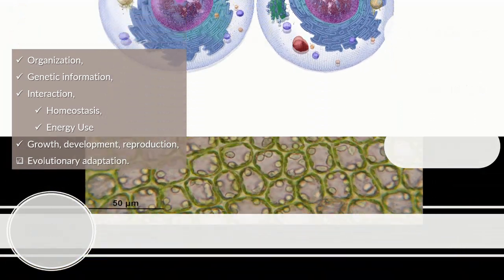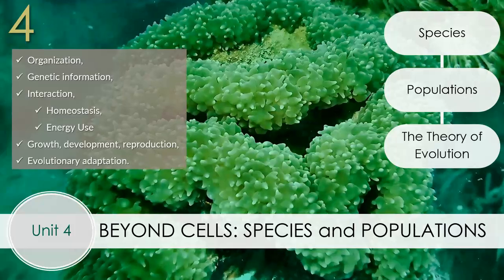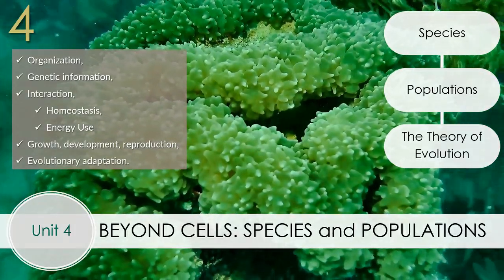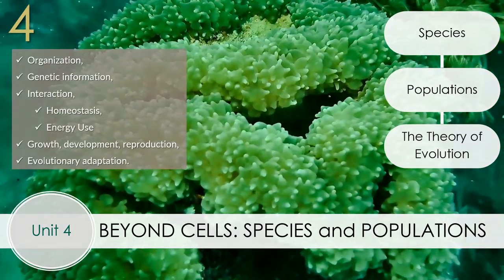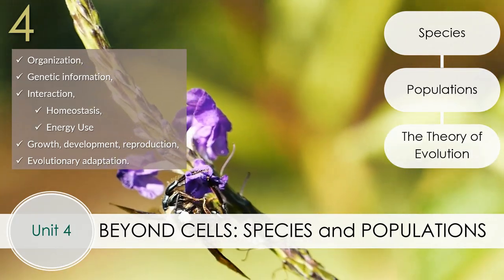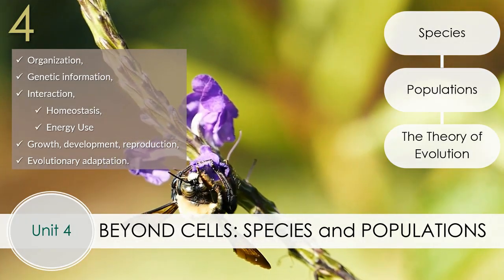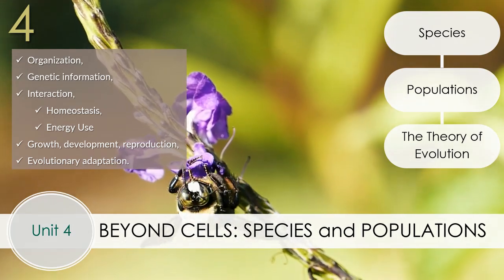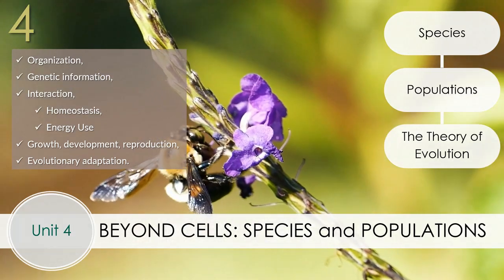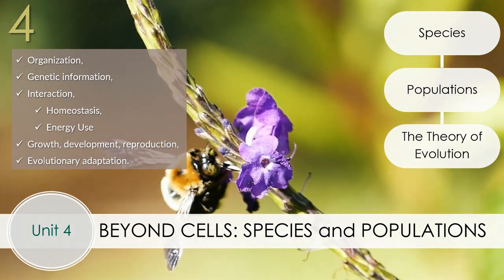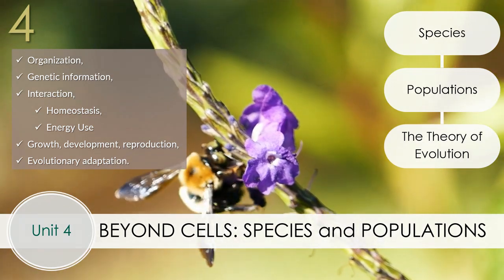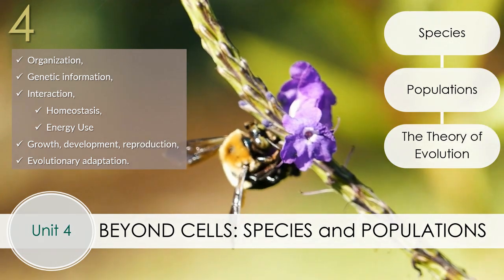And then in our final unit, we will look beyond cells and discuss the theory of evolution and evolutionary adaptations, looking at species and populations. Since we would have learned about how we make more cells, we can then transition from learning just about cells to now suddenly being able to adequately study multicellular organisms, like this bee, or like you and me. In this final unit, we will apply our knowledge to learn about species, populations, and the theory of evolution.